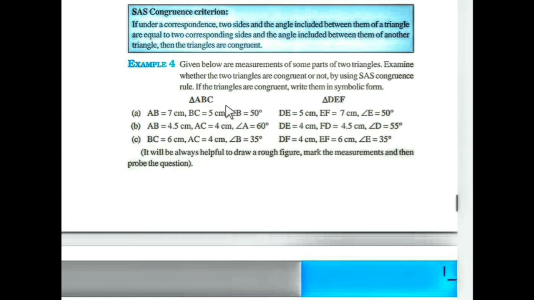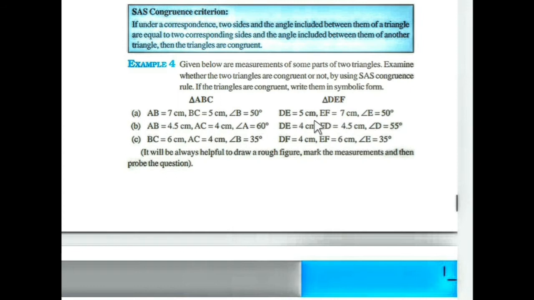Now this is triangle ABC, triangle DEF. Here AB equal to 7 cm, BC equal to 5 cm, angle B equal to 50 degrees. Here DE equal to 5 cm, EF equal to 7 cm, angle E equal to 50 degrees. Now we can see AB equal to 7 and EF also equal to 7.